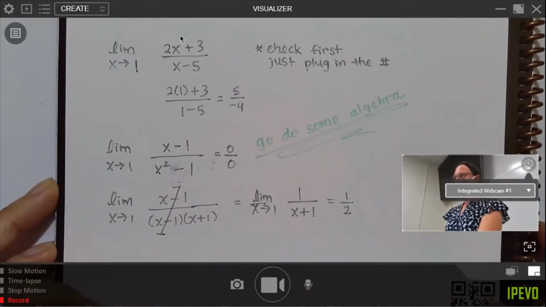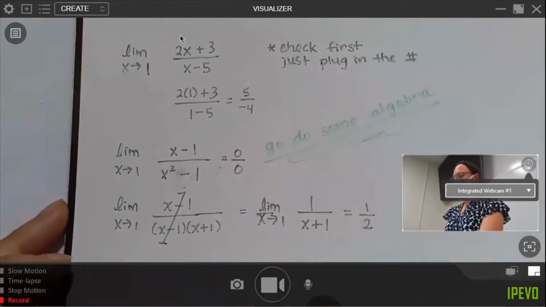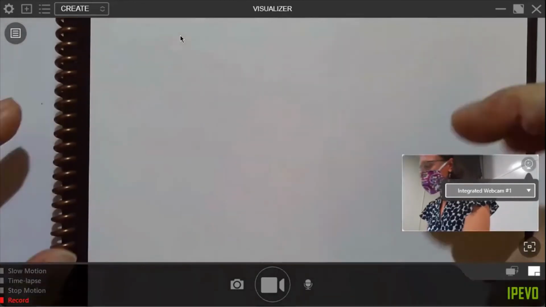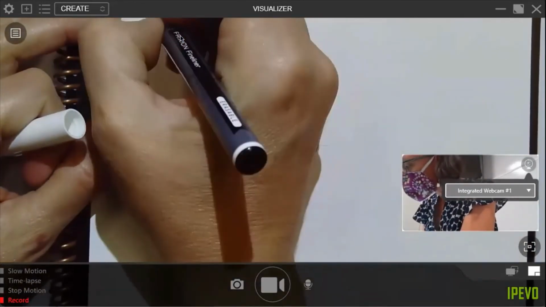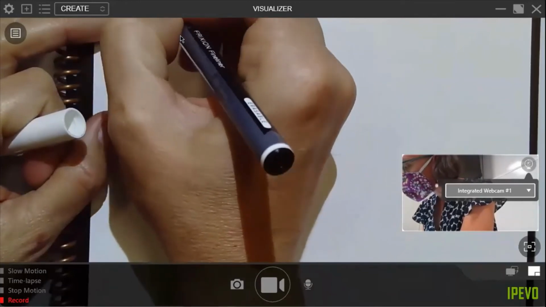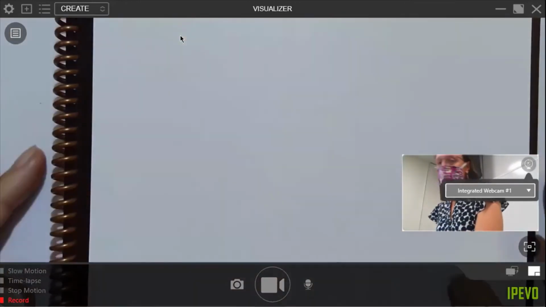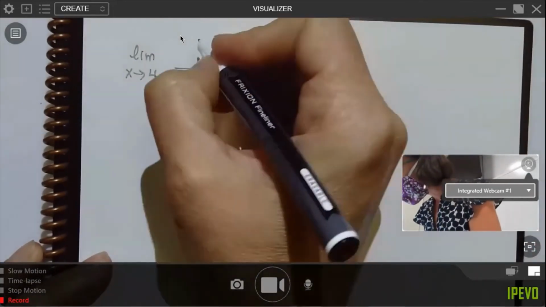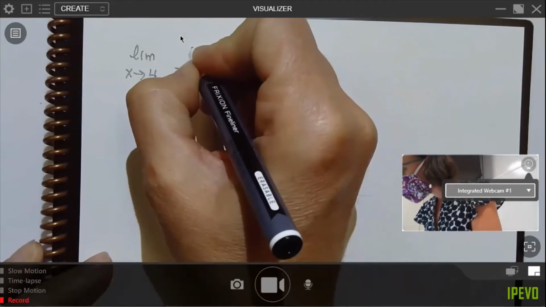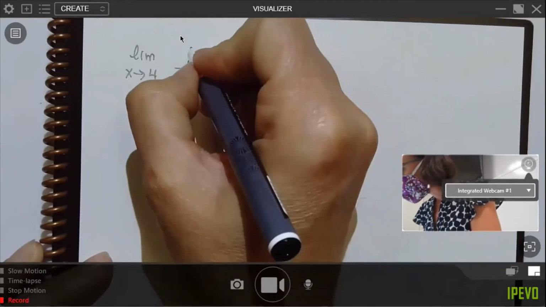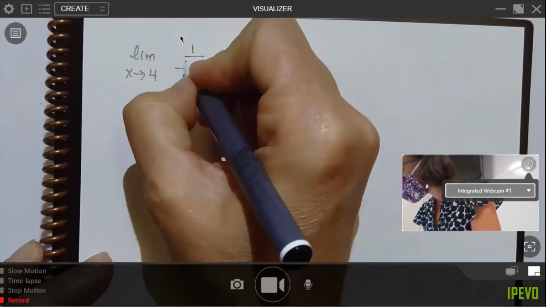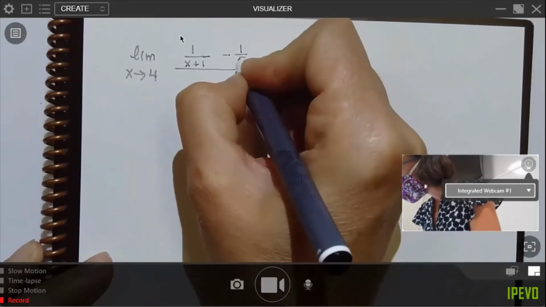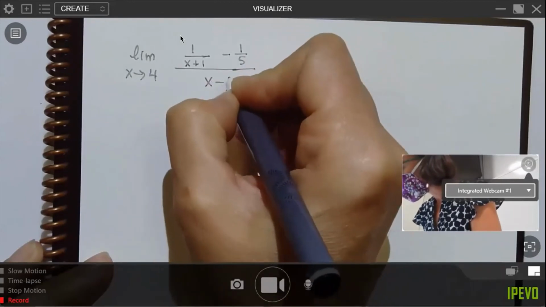We got time for more algebra? More complicated algebra? More fun algebra? I don't know. But let's take a look at the limit as x approaches 4. And how about, I've got 1 over x plus 1 minus 1/5, all over x minus 4.